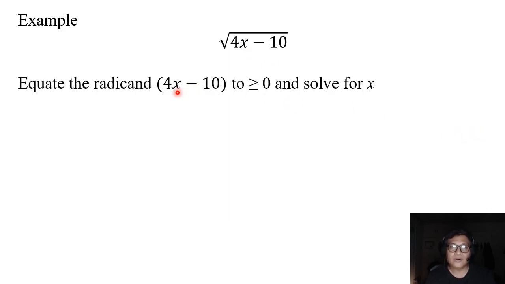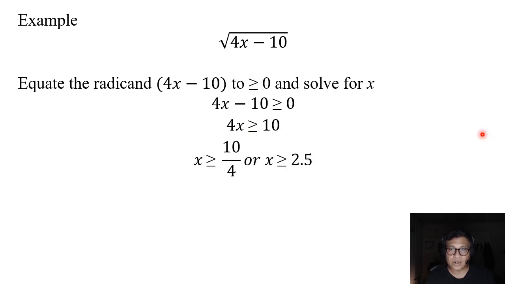So we set this radicand greater than or equal to 0 and solve for x. What we do is similar to equations. If negative 10 is transposed to the other side, it becomes positive 10. Then if we divide both sides of the inequality by 4, 4x divided by 4 is x, greater than or equal to 10 divided by 4, which is the same as 2.5, or 5 over 2. Therefore, x is greater than or equal to 2.5.